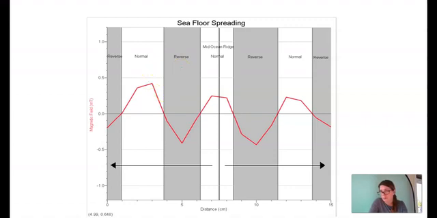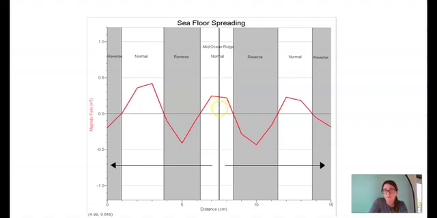Hopefully you'll notice that the pattern is the same on both sides. If we start here in the center at our mid-ocean ridge and we look to our left, we see normal magnetic field, and if we look to our right, we see normal magnetic field. That normal magnetic field was being formed at the same time.